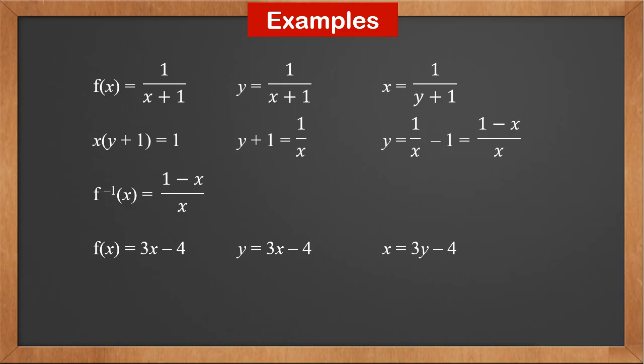F of x is 3x minus 4. Let y equal 3x minus 4. Swap x and y, and we get x equals 3y minus 4. So y is x plus 4 over 3. Therefore, f inverse is x plus 4 over 3.